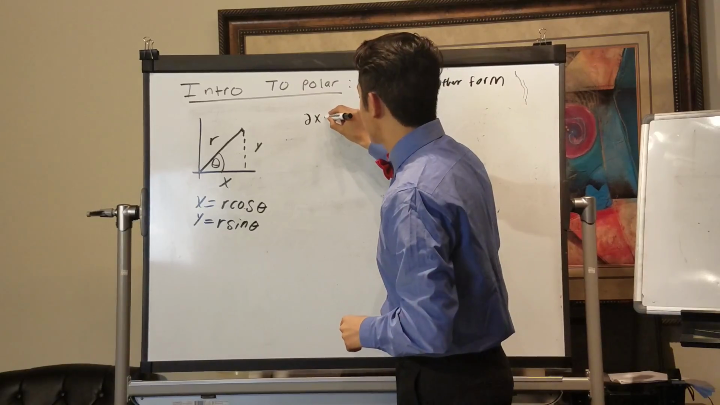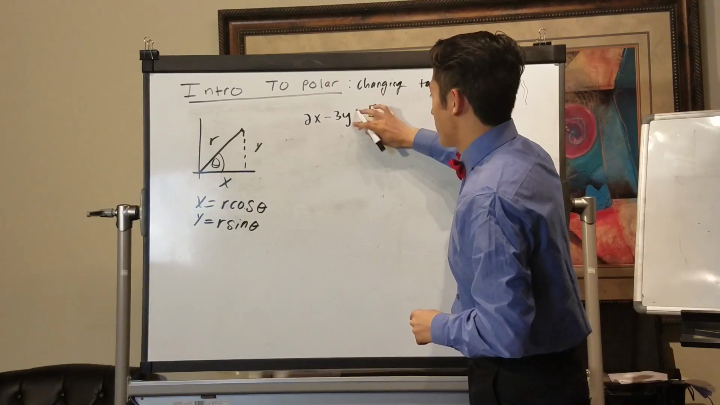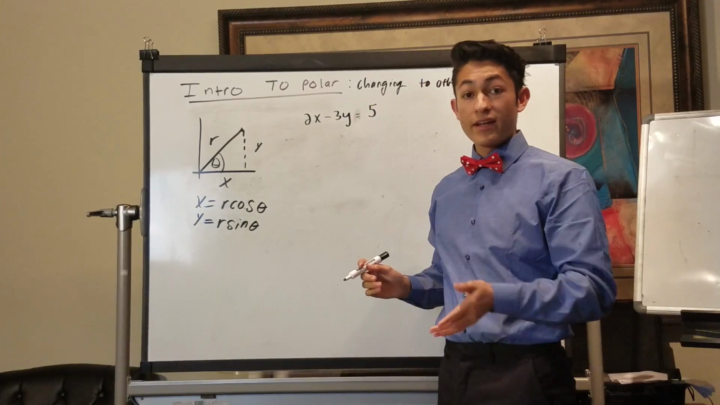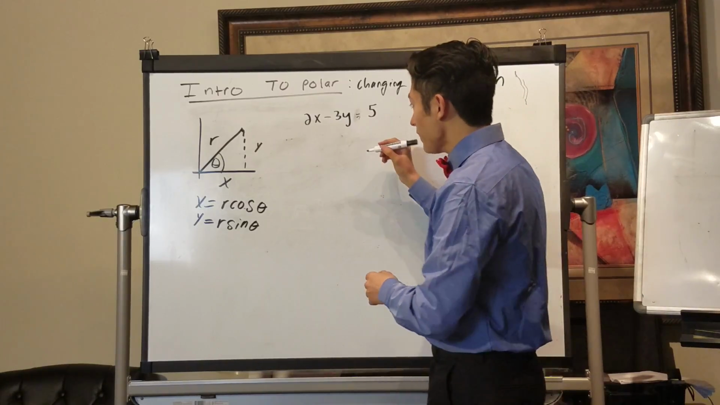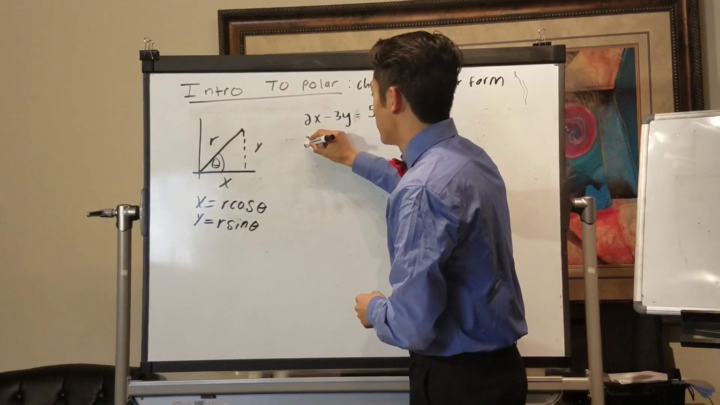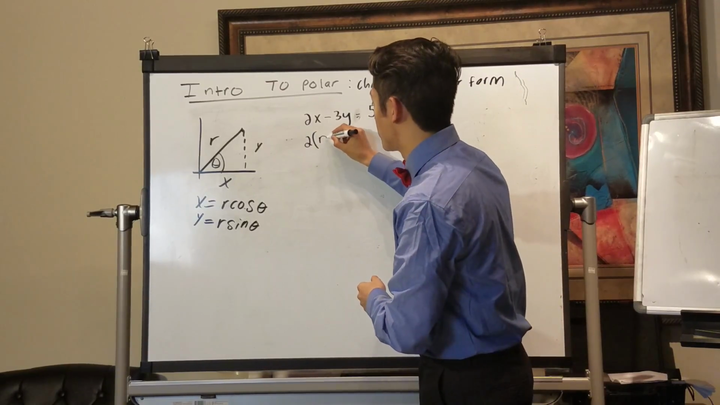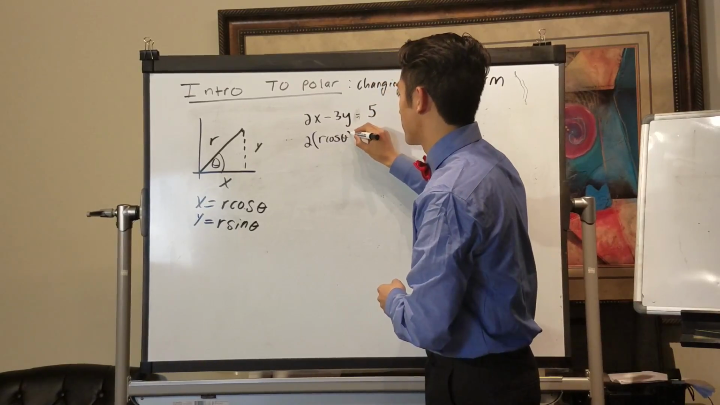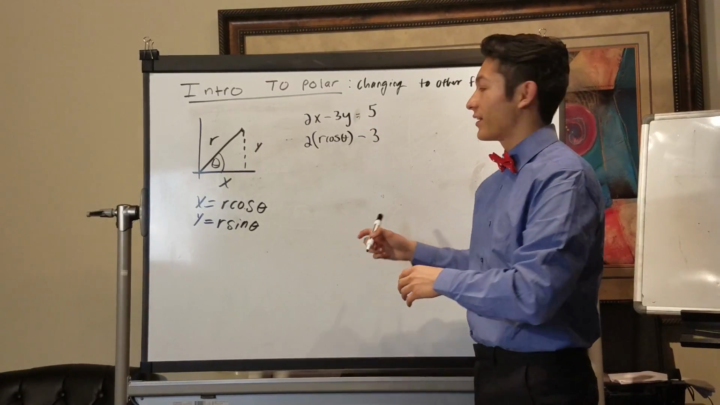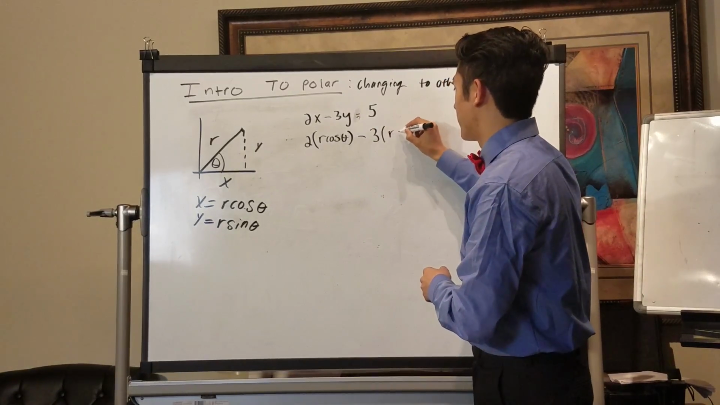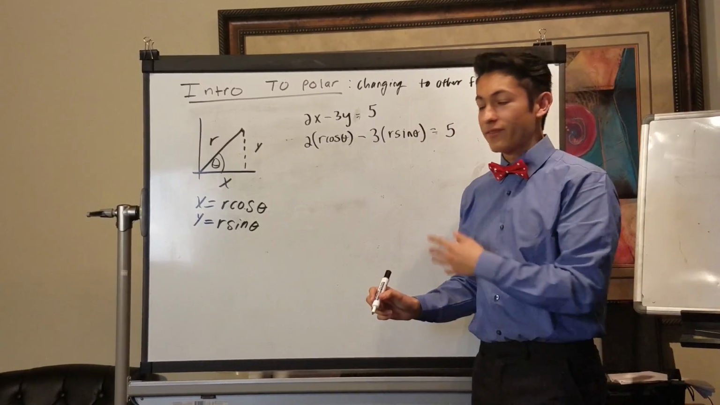Say we had 2x minus 3y is equal to 5, and we wanted to change this in terms of r and theta, to polar coordinates. We would use the relationships we know and substitute values. We know that x is equal to r cosine theta, so we can substitute x with r cosine theta, minus 3, and y is equal to r sine theta, so we substitute y with r sine theta, which is equal to 5.